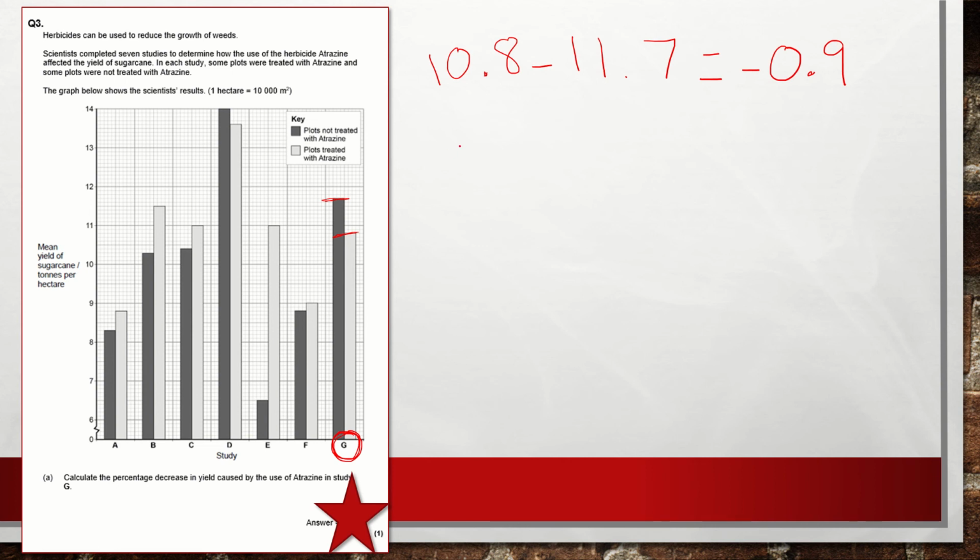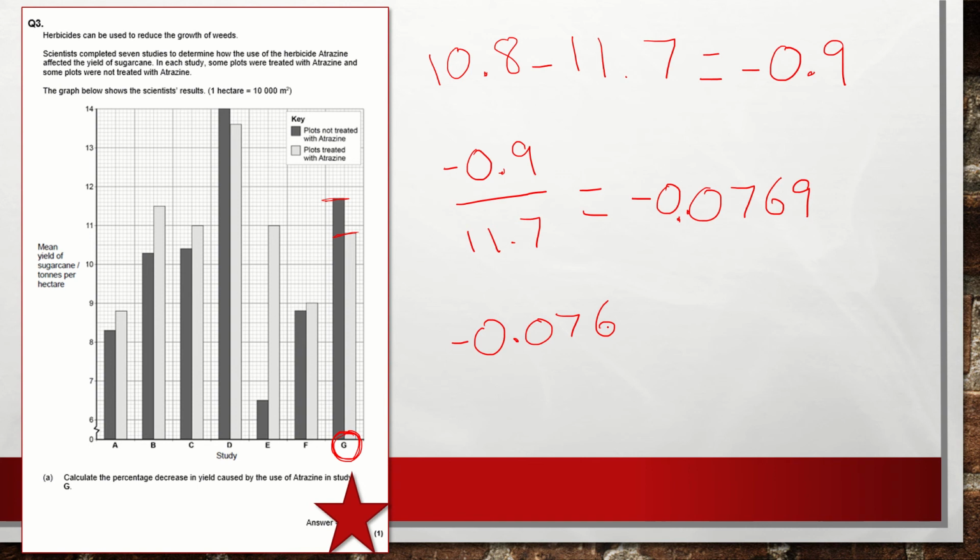Okay. Now, from that, we take our difference, minus 0.9, divided by our original, which is 11.7. That's going to give us minus 0.0769. Again, we need to go and multiply that by 100. Okay, so that's going to give us our percentage. So we are going to have minus 7.69%. So if you look at our mark scheme, we have 7.7%.